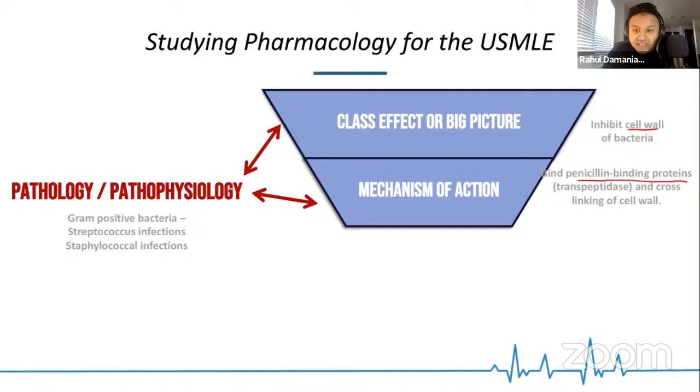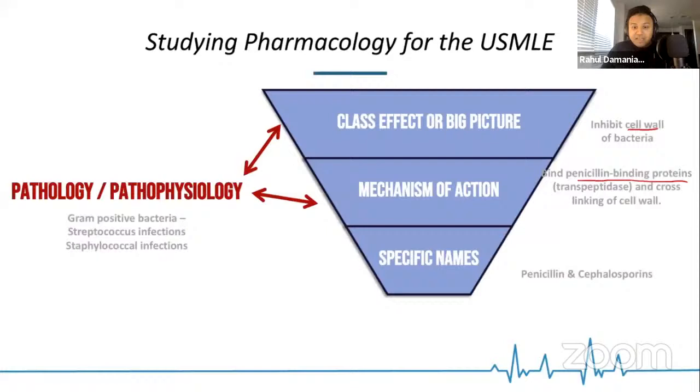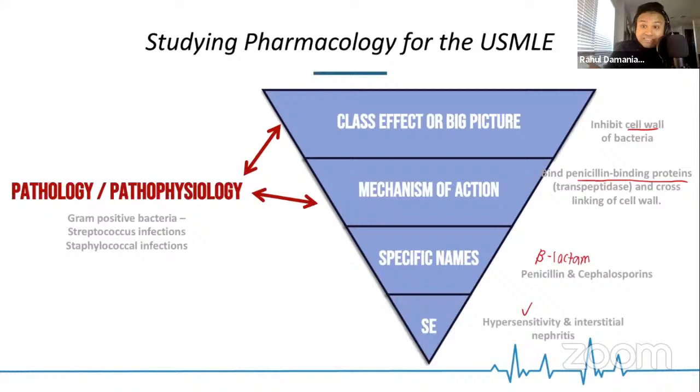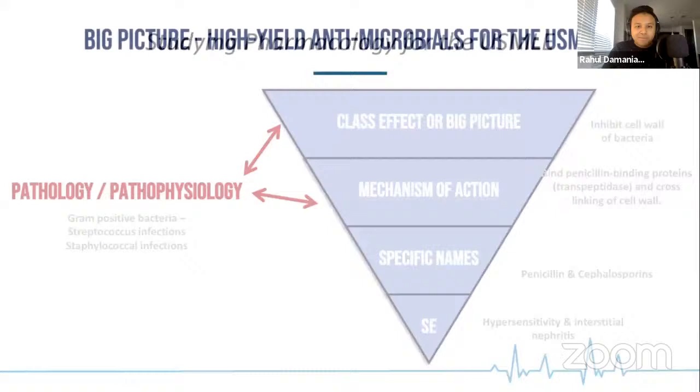Well, what are going to be the specific agents? Well, these are your beta-lactam medications, your penicillins, as well as derivatives, cephalosporins, which have the beta-lactam ring. And then finally, many of these penicillins cause hypersensitivity. Just to relate it to immunology, everyone, type 1 hypersensitivity, it's related to IgE. And they can cause interstitial nephritis, which on your USMLE presents as a patient who has worsening kidney function and eosinophils in the urine. So this is just going to be a little bit of a flavor as to how we are going to be going through antimicrobials.